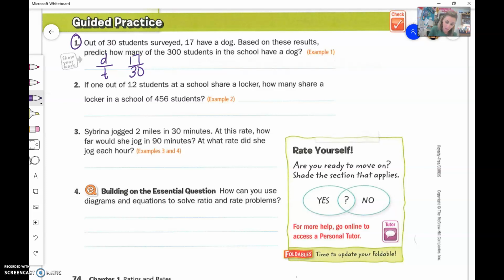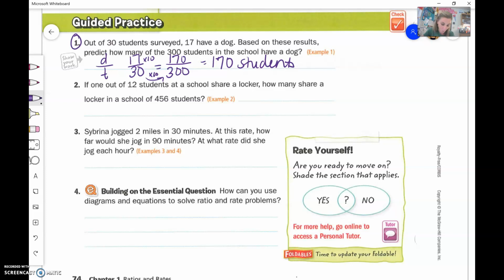Okay. Now, we're still talking about the total number of students, which is 300. So how do I get from here to here? I multiply by 10, which means I have to multiply my top number by 10, which gives me 170 students, because I take 17 times 10. So 170 students out of 300 students have a dog.